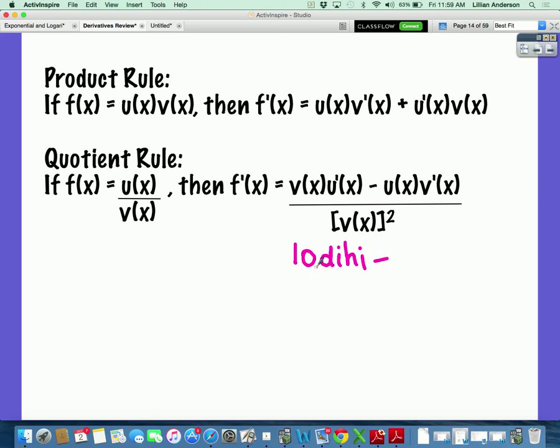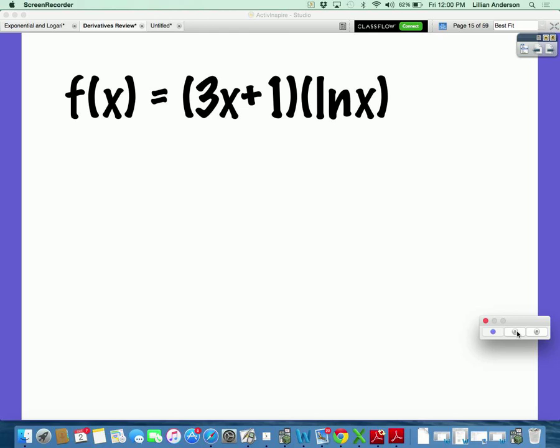minus the top function, times the derivative of the bottom, all over the bottom squared. Or as I told them last year, low D high minus high D low, all over low low. Bottom. I like the pretty bottom. I walked through the first product and quotient with you.